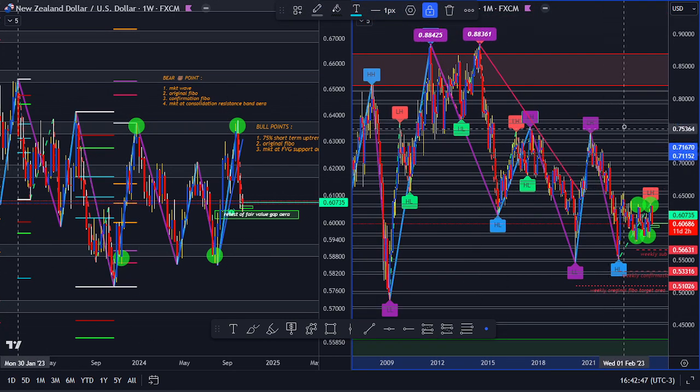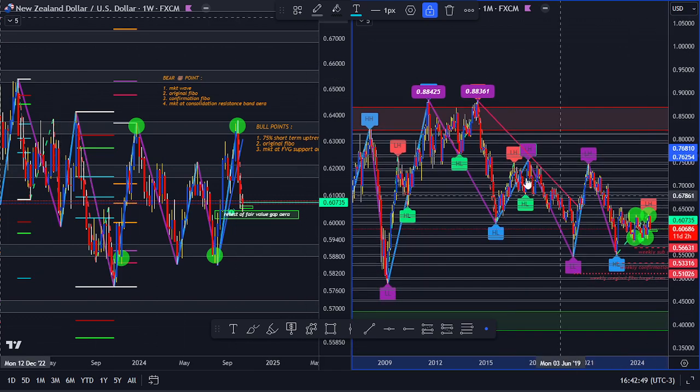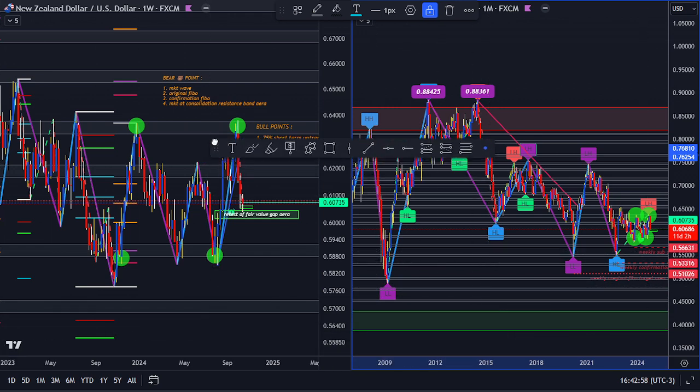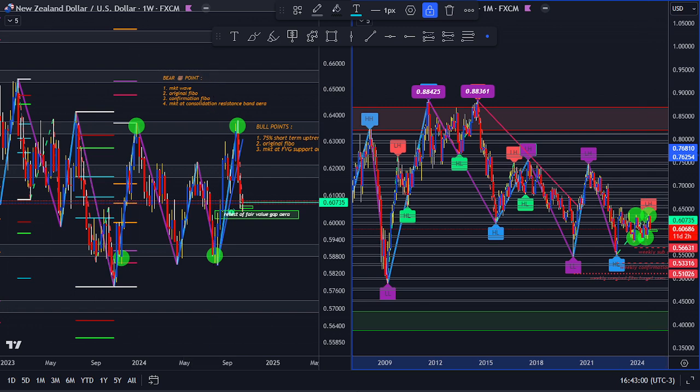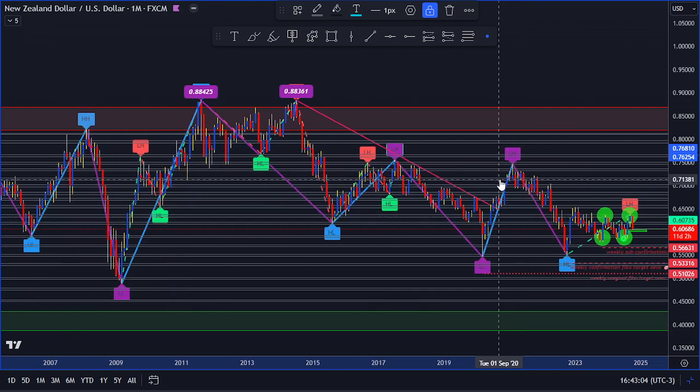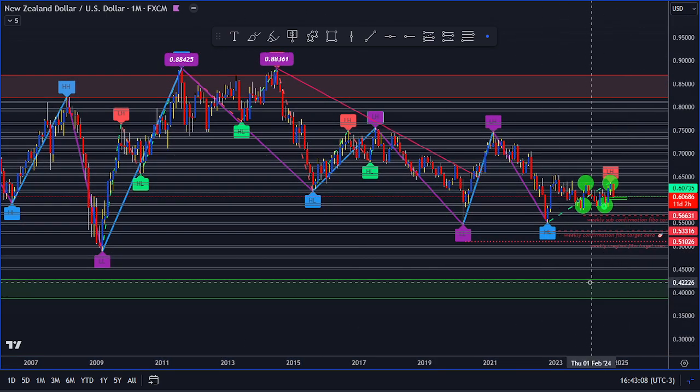Okay, so at this junction, you can see the market came all the way down from the... let me do it this way. Let's move this to this area and right here. All right, so this is the monthly resistance band area. So long term the market is meant to come down here, right?